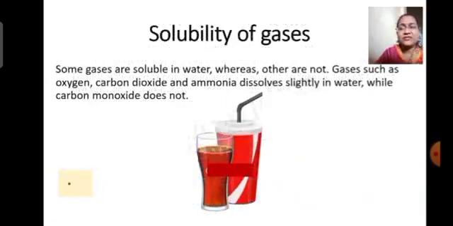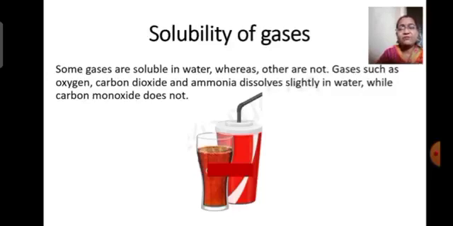Like solids and liquids, some gases are also soluble in liquids. Let's see which gases can dissolve in water. Some gases are soluble in water, whereas others are not. Gases such as oxygen, carbon dioxide, and ammonia are slightly dissolved in water.